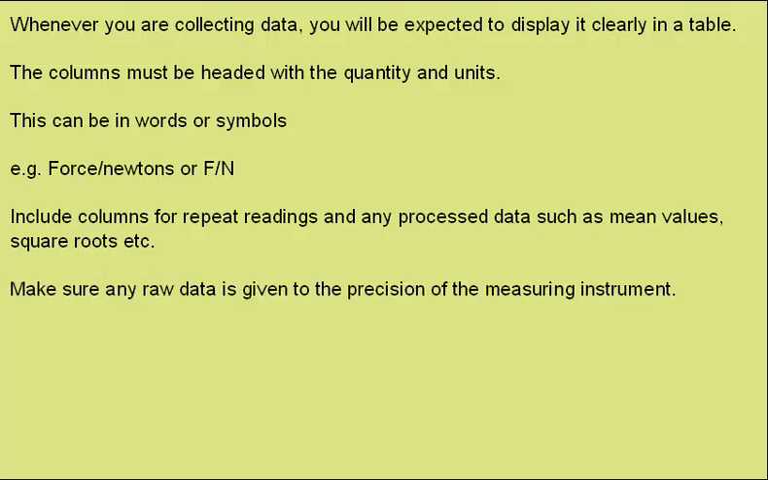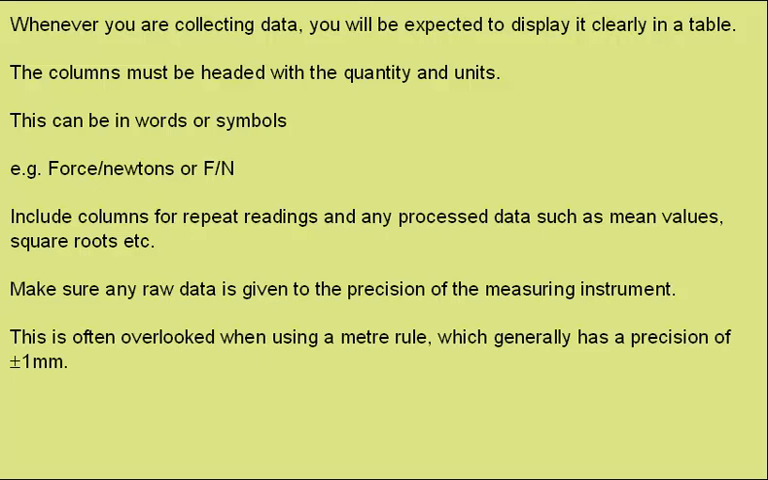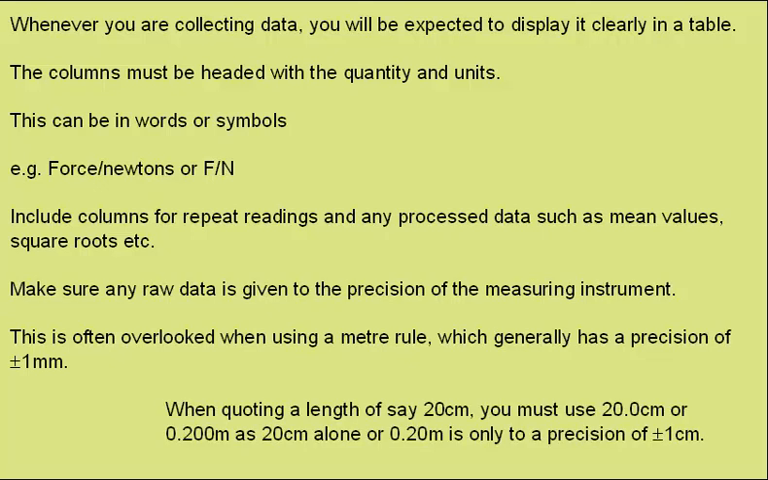Make sure any raw data, that's data that you've actually measured, is given to the precision of the measuring instrument. This is often overlooked when using a meter rule, which generally has a precision of plus or minus 1 millimeter. So, for example, when quoting a length of, say, 20 centimeters, you must use 20.0 centimeters or 0.200 meters, as 20 centimeters alone, or 0.20 meters, is only to a precision of plus or minus 1 centimeter, and you will lose marks for this.